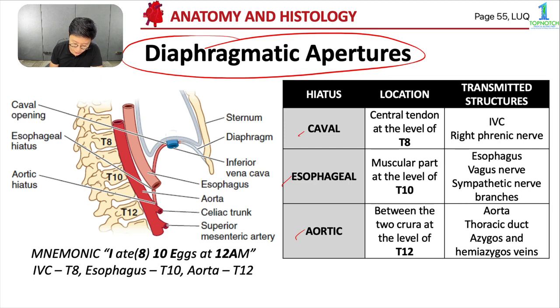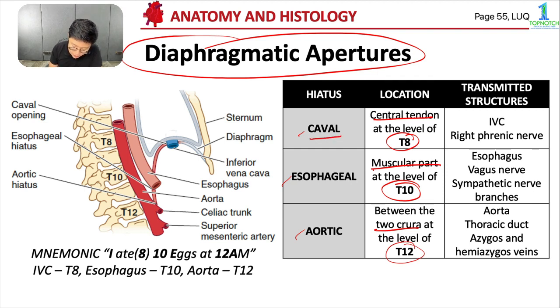The location of the caval hiatus is at the central tendon. It's at the level of T8. The esophageal hiatus is at the muscular part of the diaphragm at the level of T10, while the aortic hiatus is between the two crura, the left and right crus, at the level of T12.